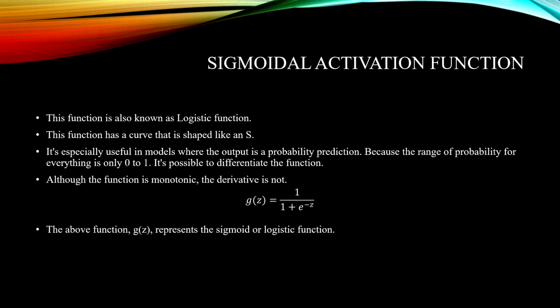So sigmoidal activation function, it is also known as logistic function, and it is a function which has an S-shaped curve, and it is generally used where the probability prediction is the output. And the range is 0 to 1. Because probability is predicted in the range 0 to 1, it is used for this, and it has an S-shaped curve, and this is the formula for it.